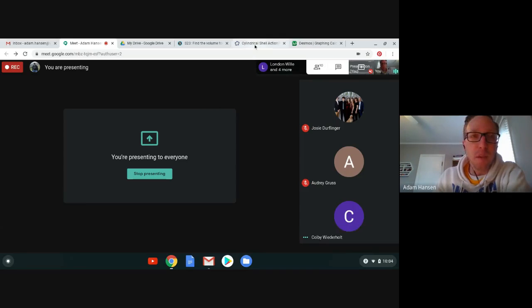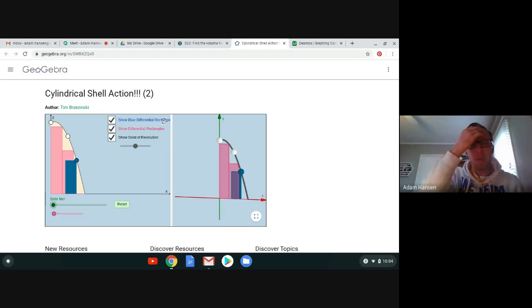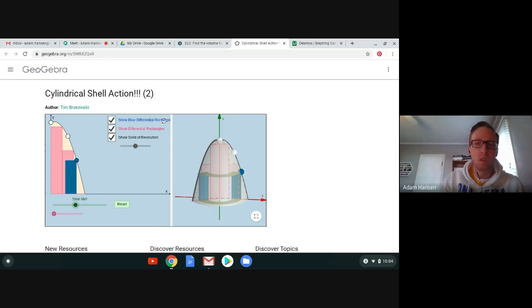We got into the shell method on Monday, actually. I showed you a link that looked like this. With the shell method, we're going to make a solid of revolution by rotating this blue rectangle around some axis of revolution, thereby creating a cylinder, as you can see on the right. If I find the surface area of that cylinder and all of the different size cylinders that make up the solid using a definite integral, I'll in essence have the volume of that solid.